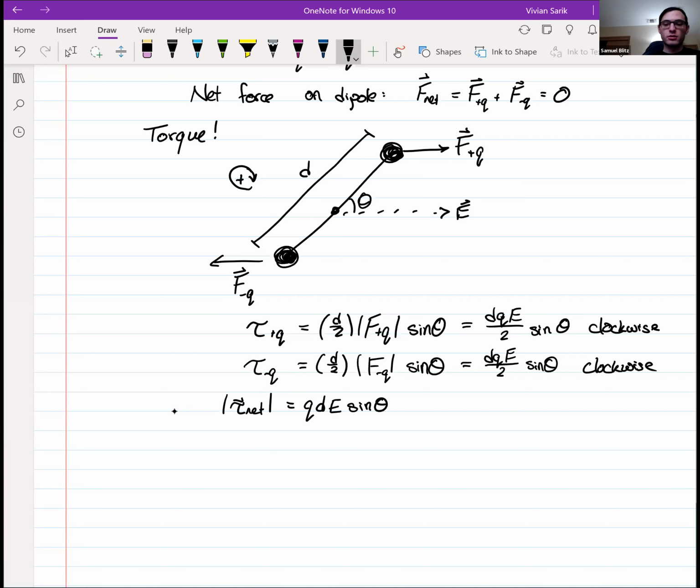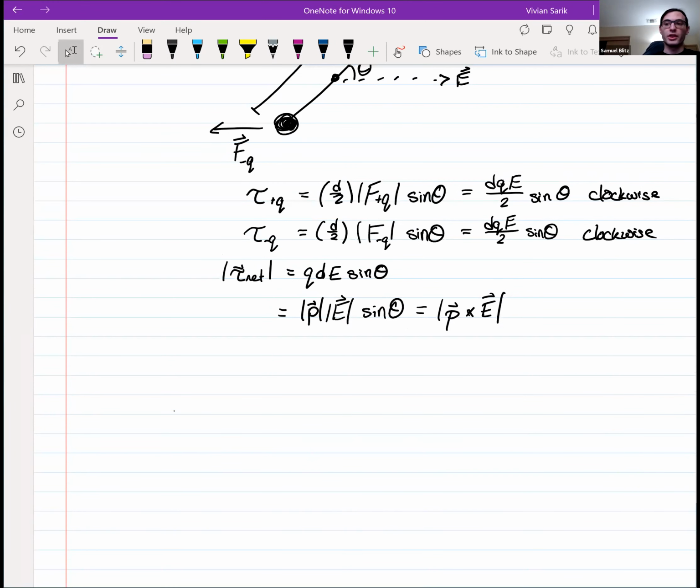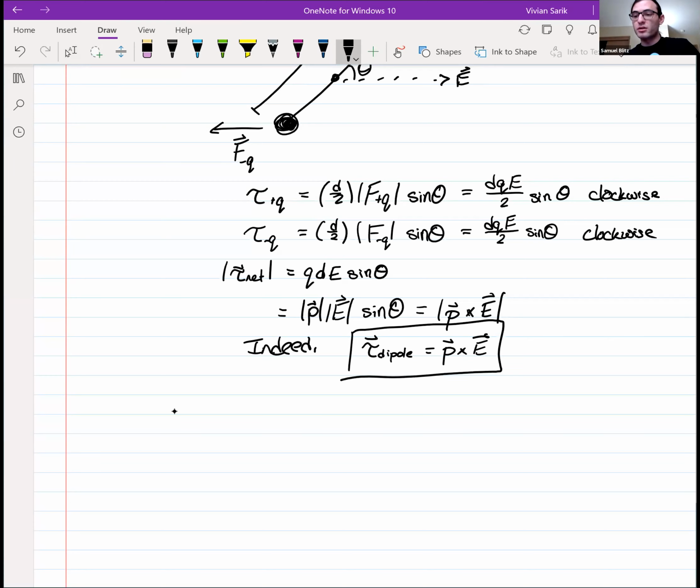or written another way, it is the magnitude of the dipole, it's q times d, that is the magnitude of the dipole, times the magnitude of the electric field, times the sine of the angle between them. But that should look awfully familiar. That is the electric dipole moment cross the electric field. And indeed, it works out that the direction agrees with that cross product. You can check using the right-hand rule that this is the case. So the torque on a dipole in a constant electric field is just the dipole moment crossed with the electric field. That just is the torque, which is amazing.